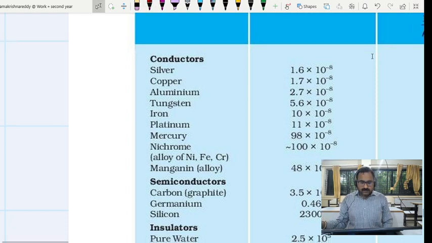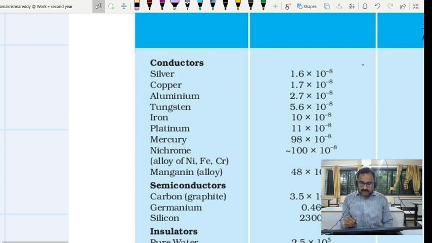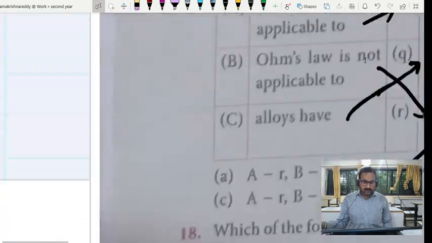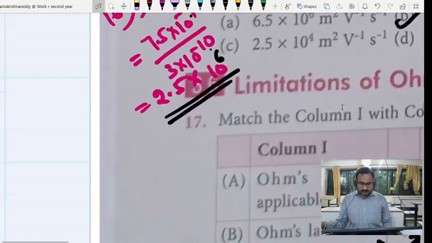Next, the question they are asking now. See, silicon has the highest value, 0.46 here. Next after that is nichrome, see how much it is. Next, silver or copper, you observe that. From this you can easily understand what they are asking.